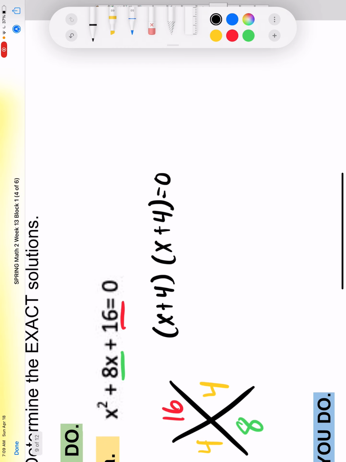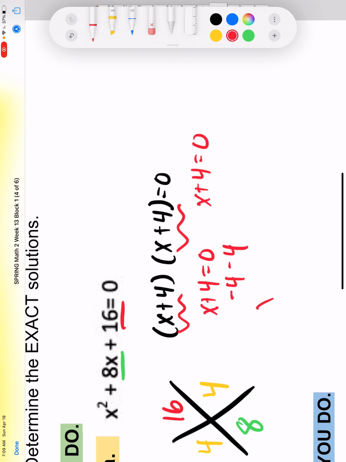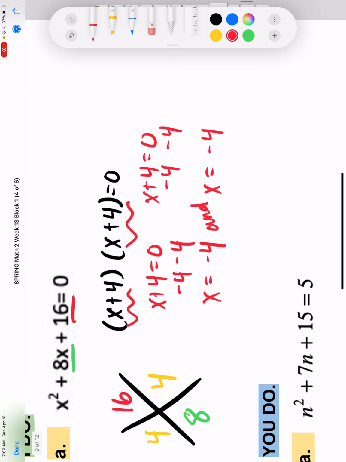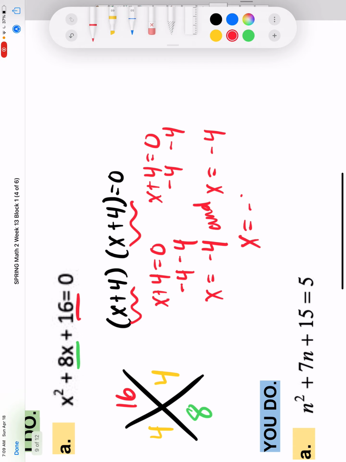All right, now you're going to take each factor and set each factor equal to 0. X plus 4 equals 0, x plus 4 equals 0, and solve each one. You end up subtracting 4 from each side, get x equals negative 4. Again, we do the same thing on the right. You end up getting the same thing, x equals negative 4. So x equals negative 4 and x equals negative 4 are solutions. We technically only have one solution since it's the same. It ends up being a double root.